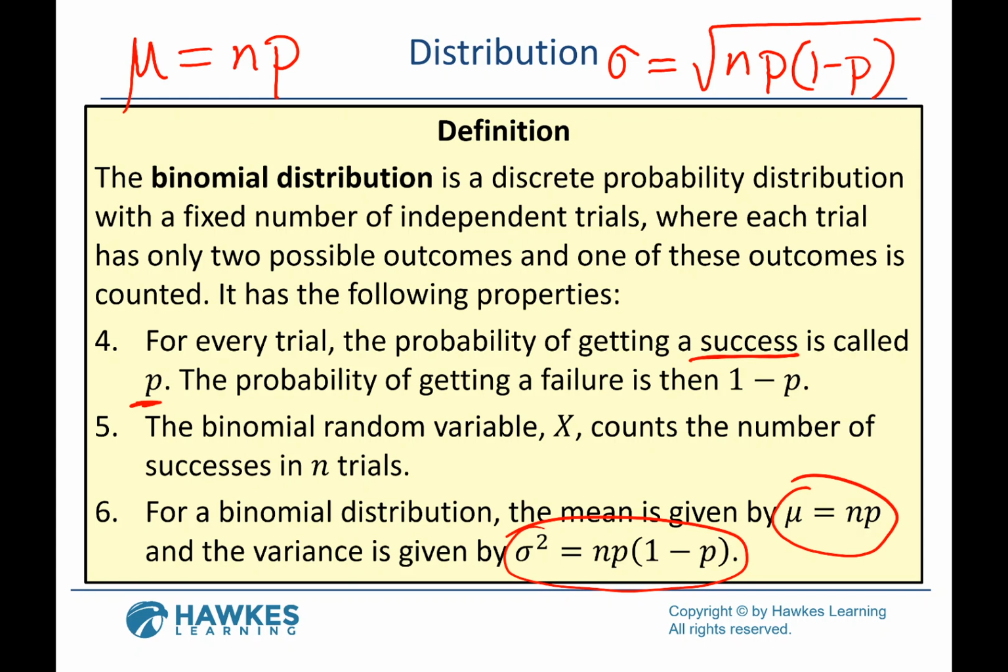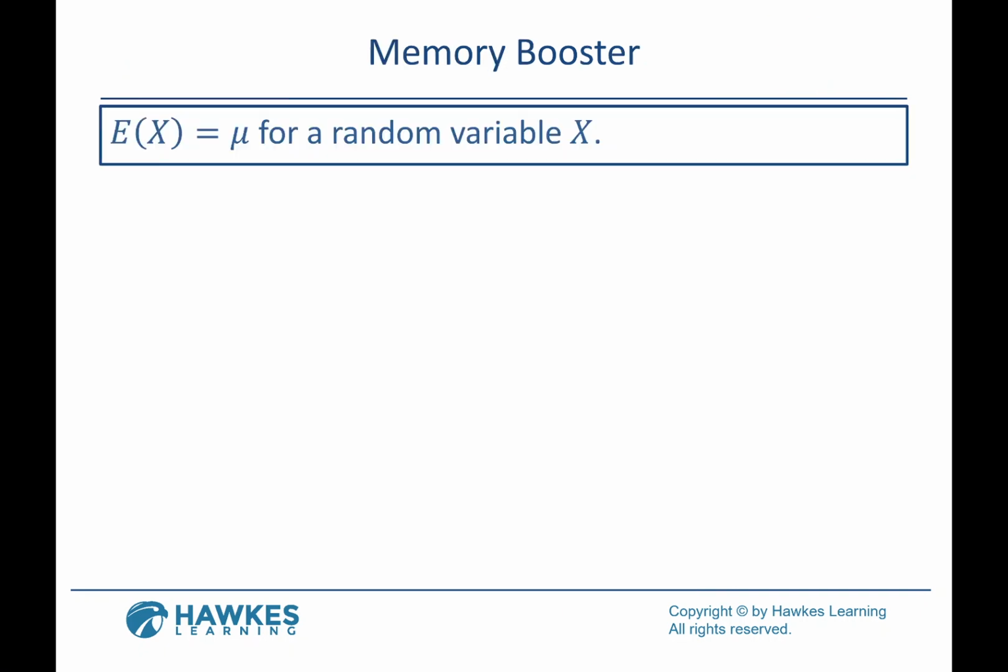And then don't forget, I mentioned it in passing, but when we're dealing with probability distributions, the mean is the same thing as the expected value. So expected value and mean mean the same thing for a probability distribution.